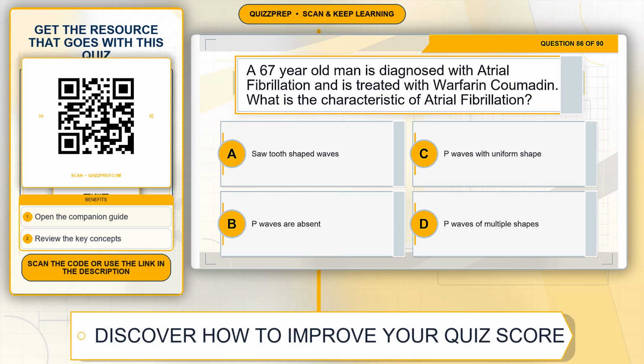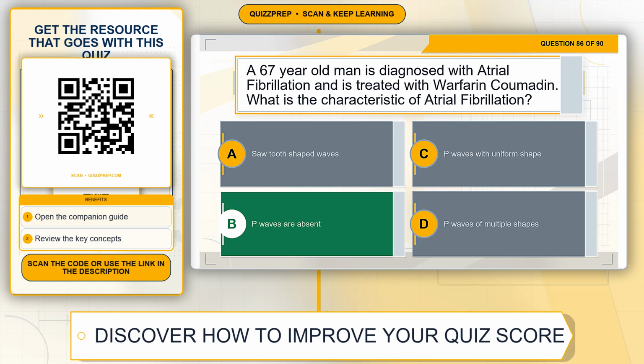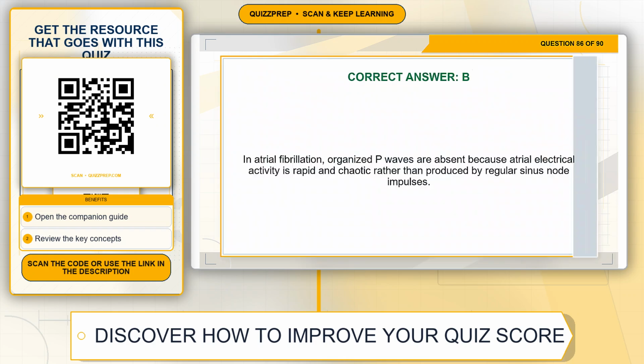Question 86. A 67-year-old man is diagnosed with atrial fibrillation and is treated with warfarin, Coumadin. What is the characteristic of atrial fibrillation? Option A, sawtooth-shaped waves. Option B, P waves are absent. Option C, P waves with uniform shape. Option D, P waves of multiple shapes. The correct answer is option B, P waves are absent. Explanation. In atrial fibrillation, organized P waves are absent because atrial electrical activity is rapid and chaotic rather than produced by regular sinus node impulses.